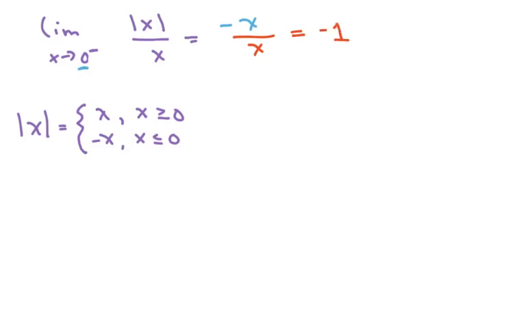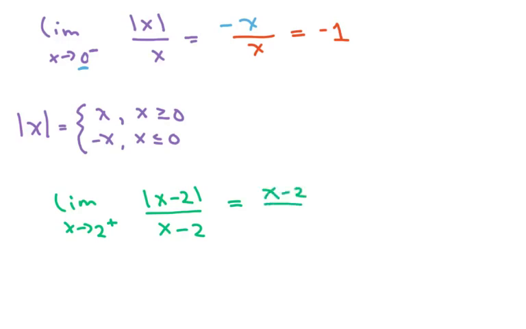Okay, similarly, we have another one. We have the limit as x approaches 2 from the right. So that's going to be the absolute value of x minus 2 over x minus 2. Since we're going from the right, that means we're going to have just x minus 2 on the top, and then x minus 2 on the denominator, and that equals 1.